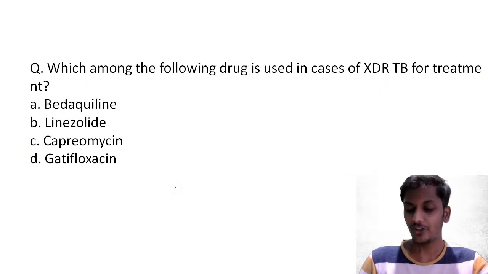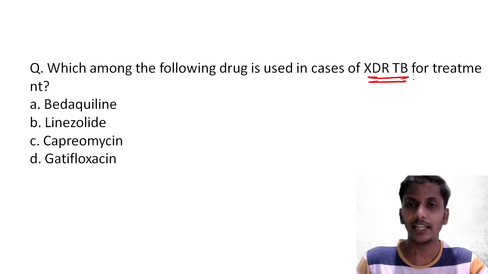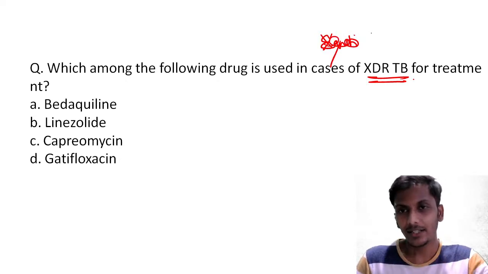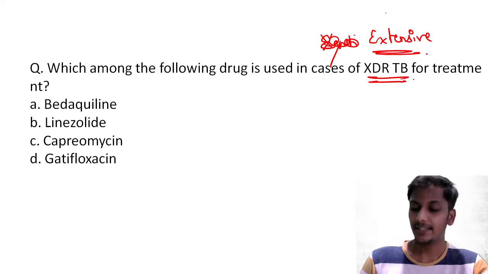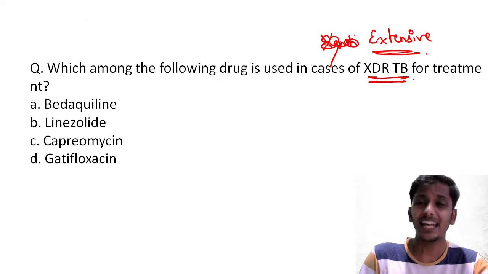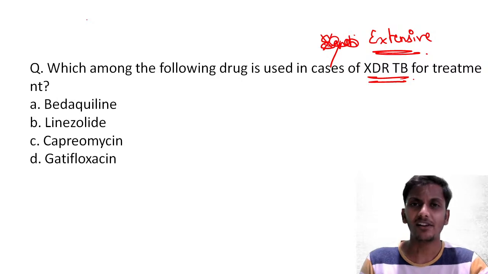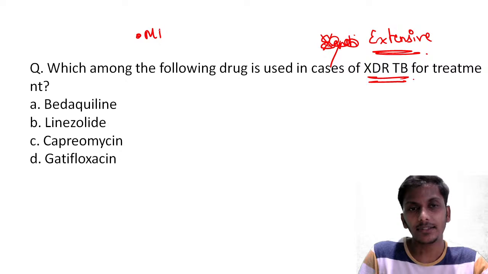Moving further to our next question, guys, which states: which among the following drugs is used in cases of XDR TB? XDR is your extensively drug resistant TB. There can be different types of resistance which are seen nowadays in tuberculosis: multi-drug resistance, polydrug resistance. So what is multi-drug resistance TB? MDR TB.